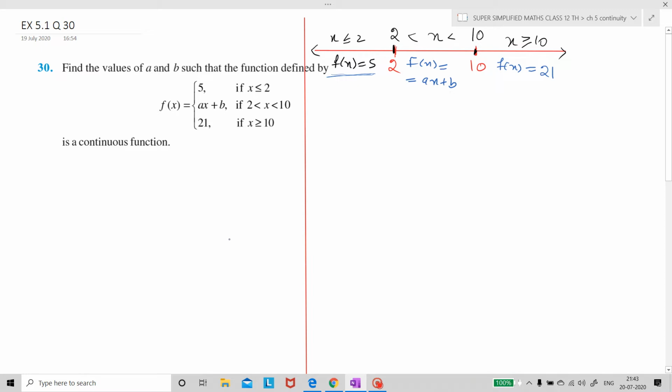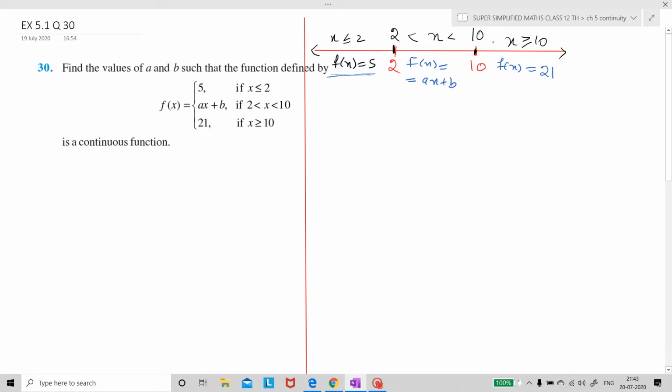So now students, you know, for all the points less than or equal to 2, the function equals 5, which is a constant function, and hence it is continuous. Now I am not talking about 2, I am talking about all the points less than 2. For all the points more than 2 but less than 10, the function f(x) is ax plus b, which is a polynomial, and hence again a polynomial function is continuous, so the function is continuous between 2 and 10 also.